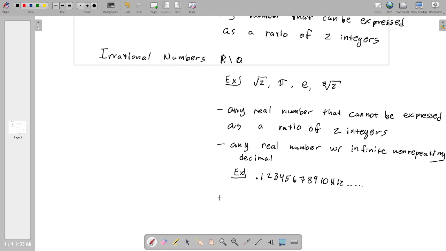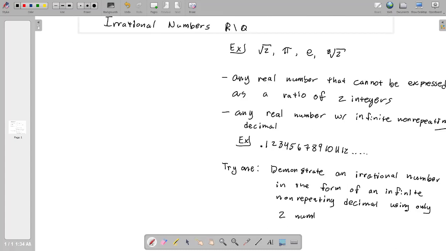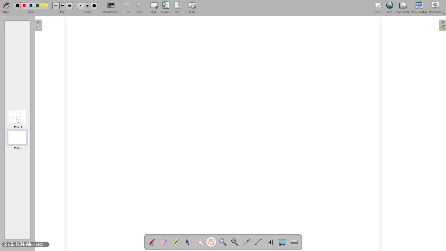Now you might try to do one like this. Demonstrate an irrational number in the form of an infinite, non-repeating decimal using only two numbers. There's infinitely many solutions to this.